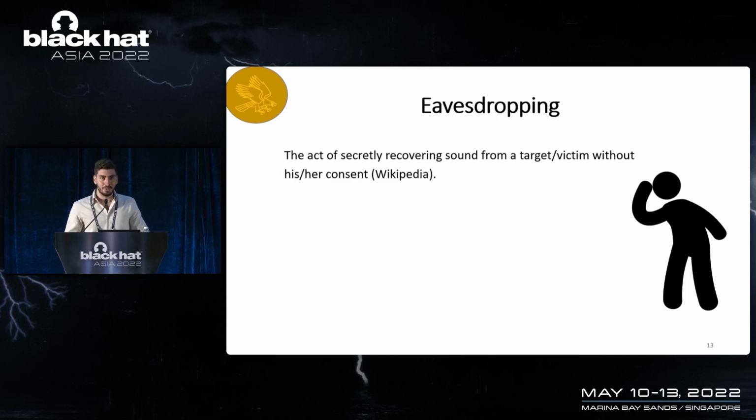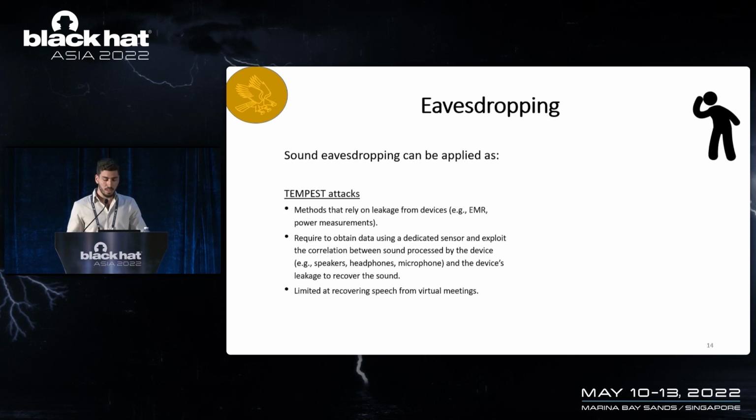So, first of all, according to Wikipedia, eavesdropping is the act of secretly recovering sound from a target or a victim without his or her consent. There are two main ways to apply sound eavesdropping. The first of them is tempest attacks. Tempest attacks are methods that rely on leakage from a device and require obtaining data using a dedicated sensor, exploiting the correlation between sound processed by the device and the device's leakage. The main disadvantage of tempest attacks is that they are limited to recovering speech only from virtual meetings.